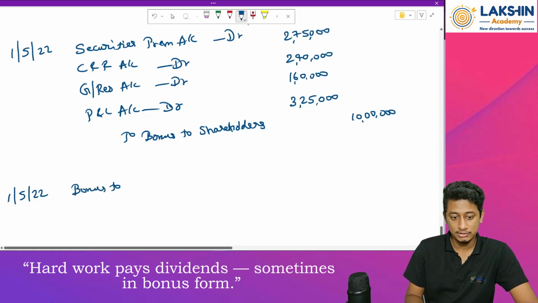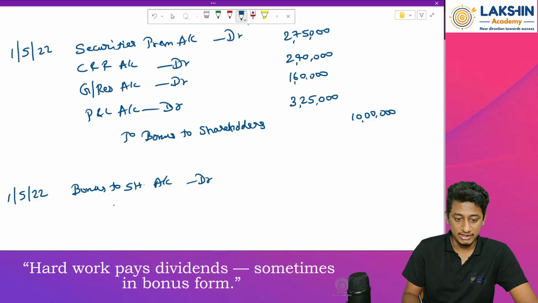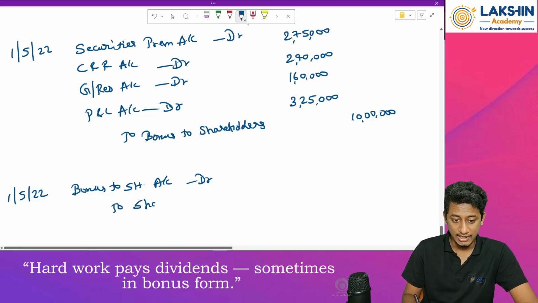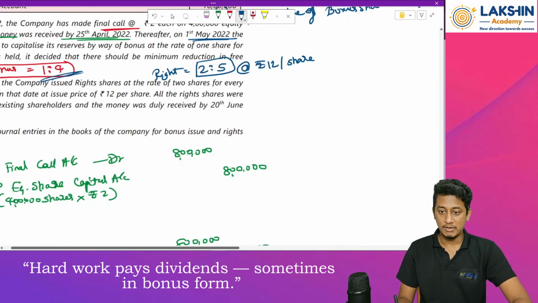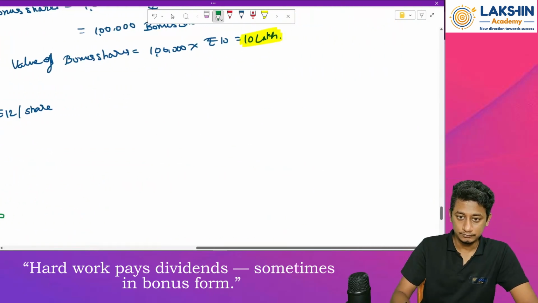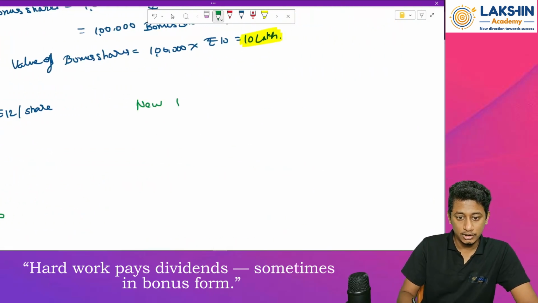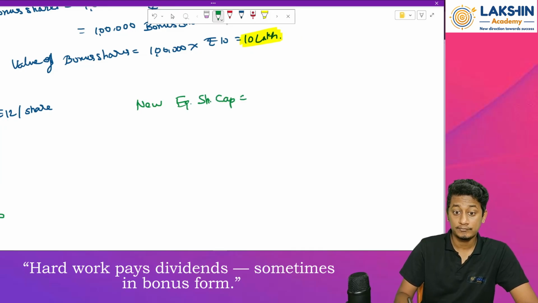Bonus to shareholders account debited. I'm reversing the old account to again capitalize. So to equity share capital account, how much? Rupees 10 lakh. Done. Now tell me, what is the new equity share capital? How much is it?